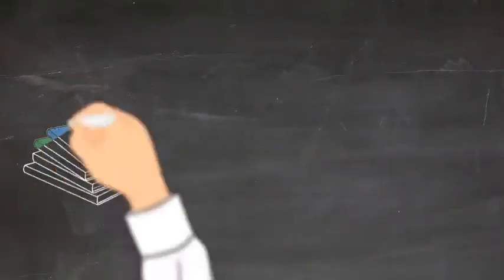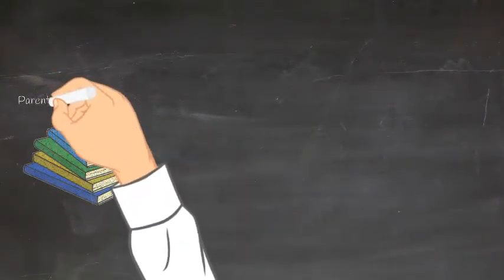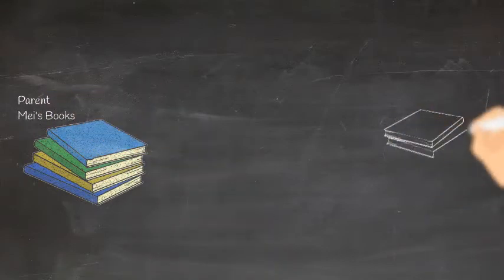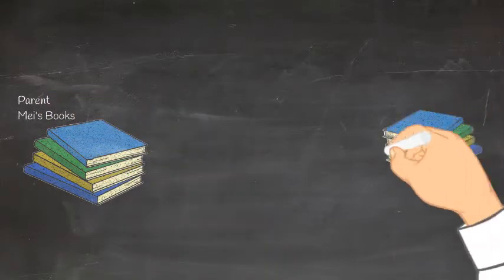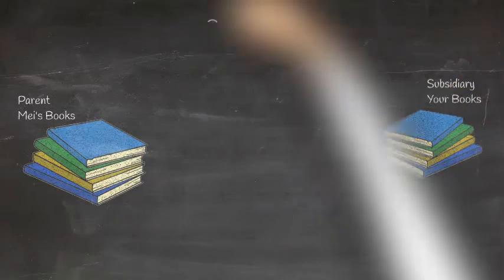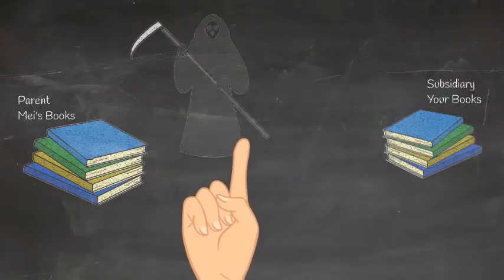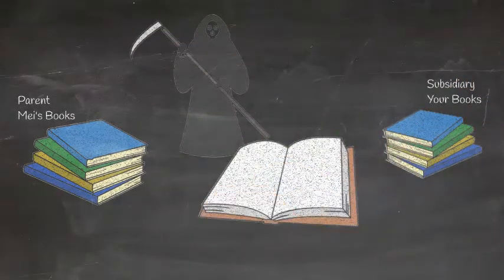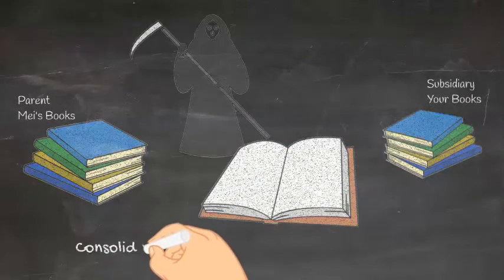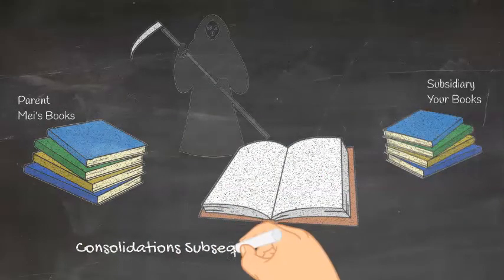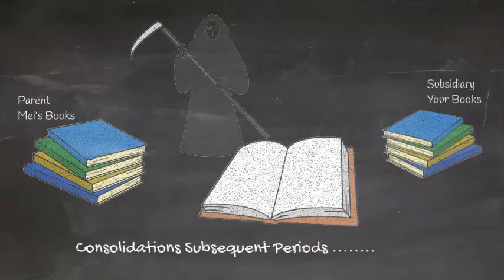After we become a family, we still have our own sets of books and we need to prepare a separate book for our family, and this is called the Consolidation Worksheet. The Consolidation Worksheet entries do not affect the underlying financial statements or the accounts of the parent or subsidiary. In this topic, we're considering consolidation in subsequent periods.